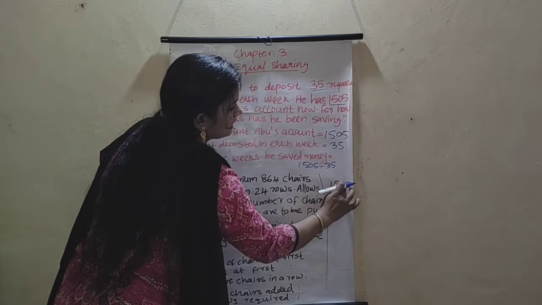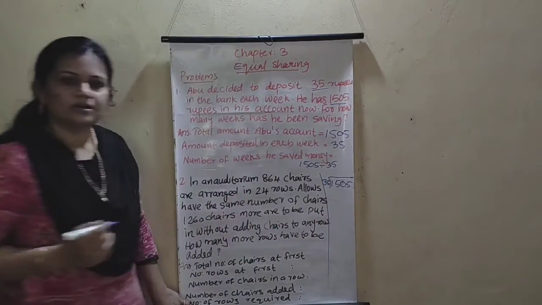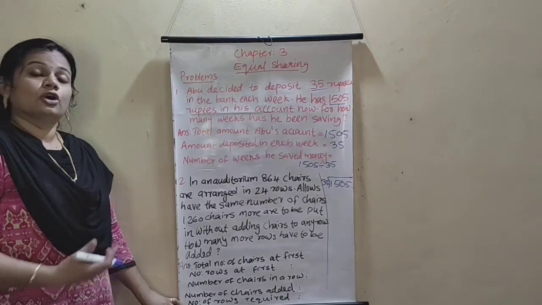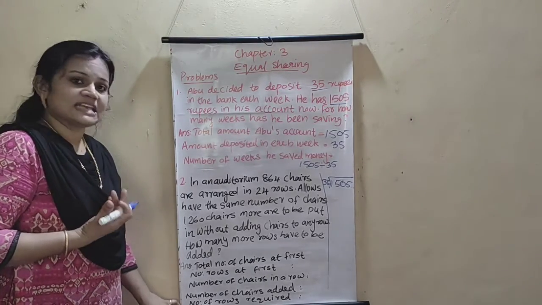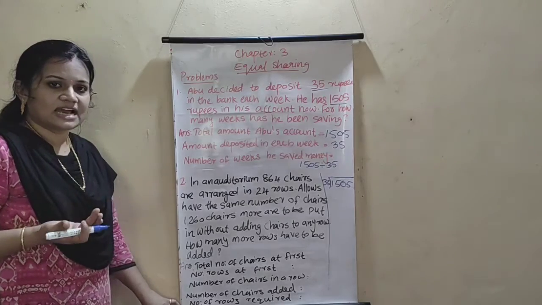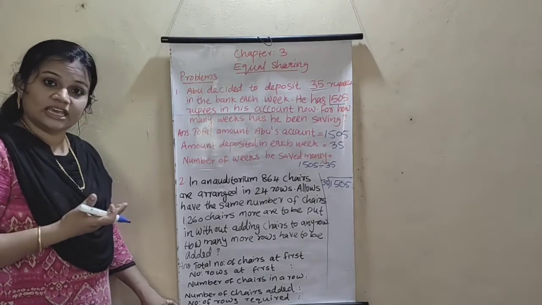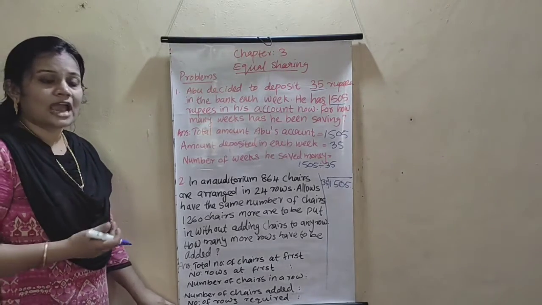1505 divided by 35. I know that you don't know the 35 table. You already know that 35 plus 35, what is the answer? 70. 70 plus 70, what is the answer? 140. So 4 times 35 is 140.